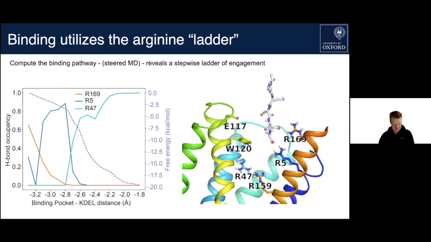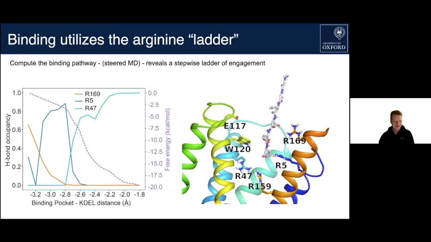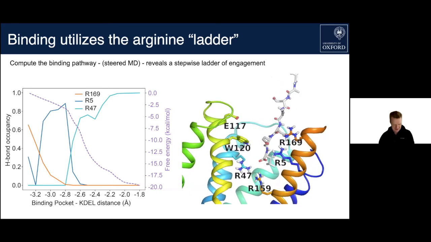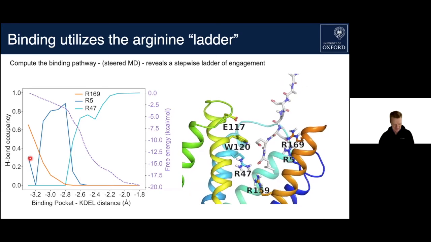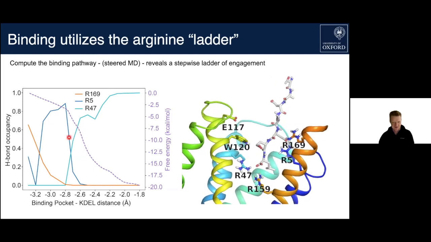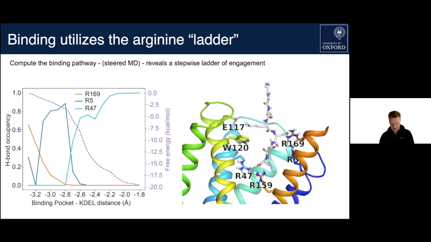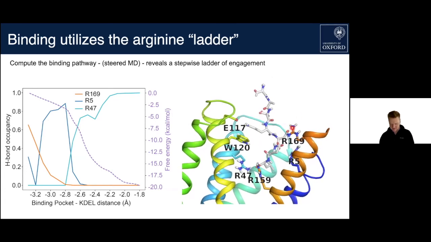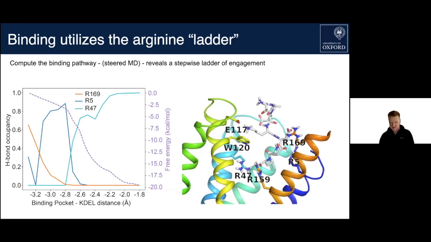And what's interesting is that there's a kind of handshake or a ladder of arginines. So you can see here the hydrogen bond occupancy of these arginines as we move down into the bound configuration. You can see R169 acts first, and then R5, and then R47. And then finally, you end up with the K of the KDEL talking to this E117. And that's actually another whole lot of questions about the role of E117, which I'm not going to have time for, but hopefully we're still working on that as we go forward.